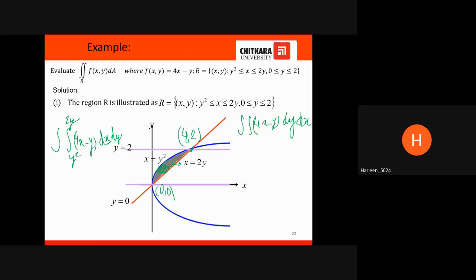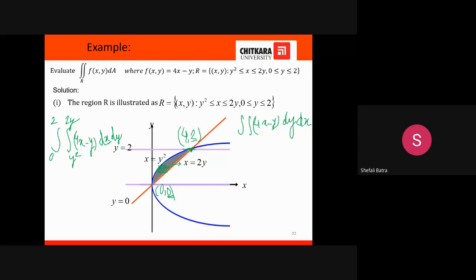From 0 to 2. Yes, beta. 0 to 2. Exactly. Very right, beta. See, this is the strip, and the strip will be starting from here. At this point, y is what? 0. And then you'll be sliding it up to this point. And what is the y coordinate at this point? That is 2. So you will be sliding it from 0 to 2.